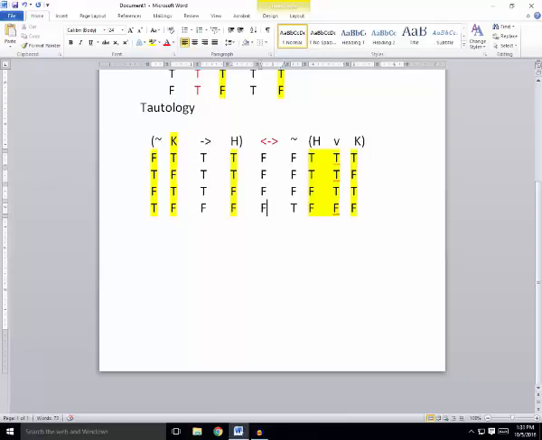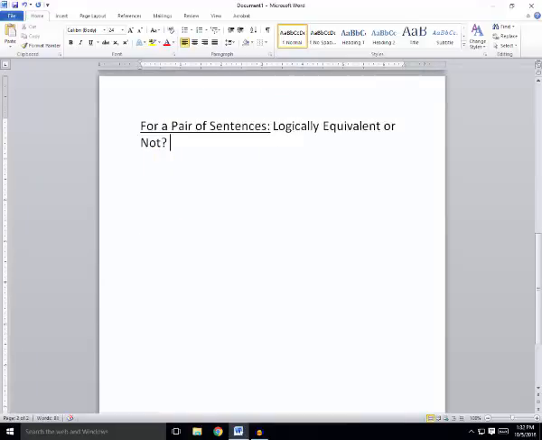It's self-contradictory. Now let's try doing a truth table for a pair of sentences, and let's focus on the question, are they logically equivalent or not? There are other questions we can ask, whether they're consistent or inconsistent, and whether they are contradictory. Those were covered in the book, but I said we would focus on just logically equivalent. So let's just ask, are they logically equivalent or not?